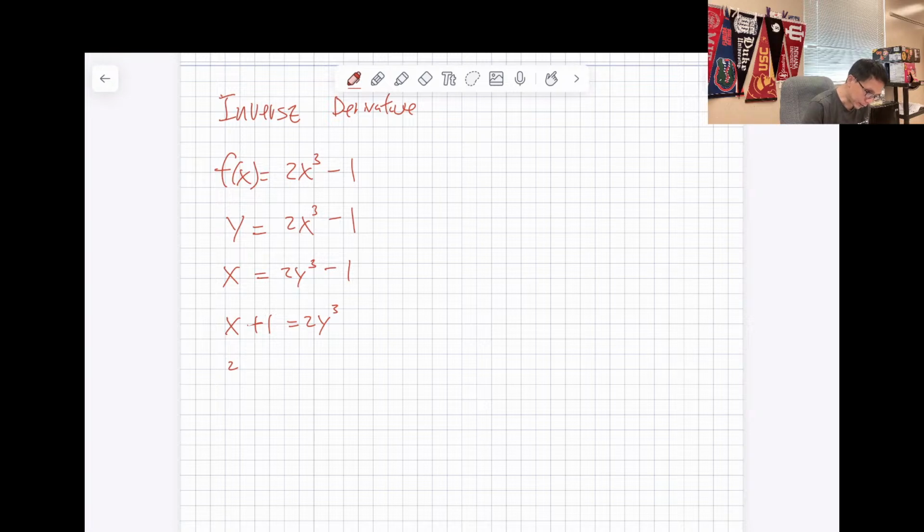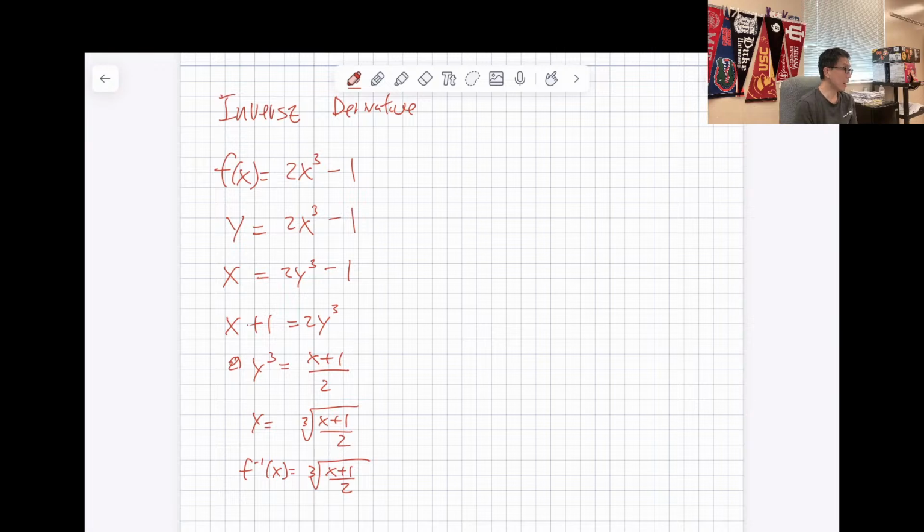Now, it's gonna be y cubed equals x plus 1 over 2, and then y is equal to the cube root of x plus 1 over 2. Does that make sense? And that's the inverse function, so we can denote it as the third root of x plus 1 over 2. Everybody in this room should have no problem finding the inverse function. I just basically switch the x and y and solve it. Questions? You've done this last year, right? Yes. Okay, so go ahead.